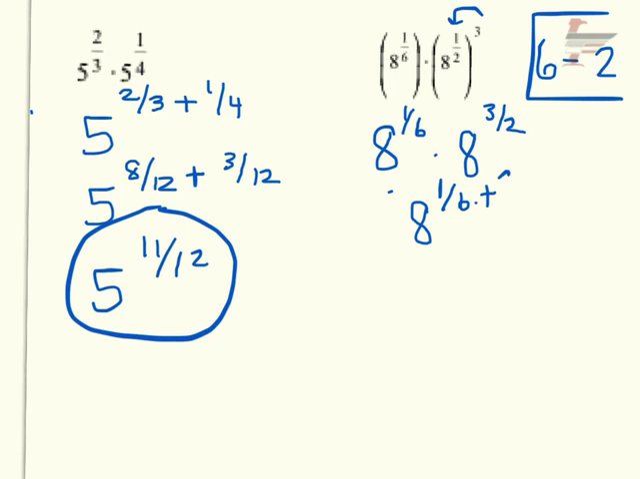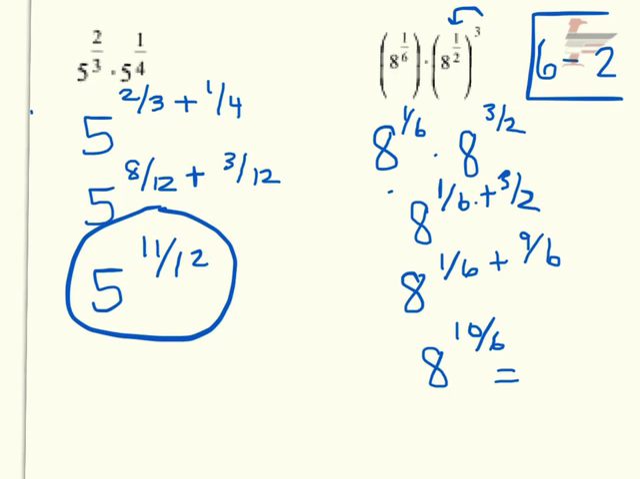multiplying means you add those exponents, and then the common denominator would be 6, so 3/2 as a 6 would be 9/6, sorry, not 9/2, 9/6, and 1 plus 9/6 would be 10/6, and you should reduce that, of course. 10/6 would be 5/3. Now, do you know the third root of 8?